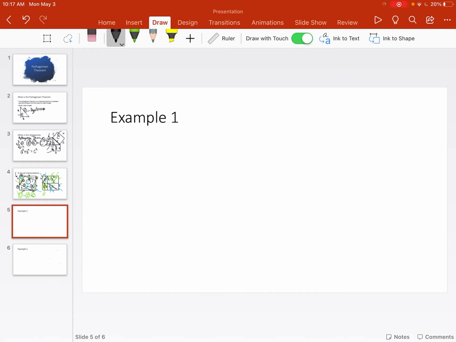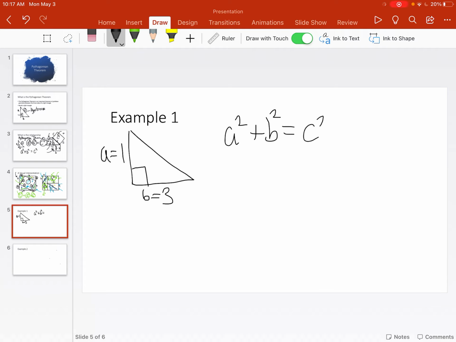So our first question, and I'll cover more complicated examples in the tutorial, but just to introduce it, our first example is going to be quite easy. So we got some triangle, we got a 90-degree angle, and we got our side A, and we're going to say A has a length of 1. And we got our side B, and it's got a length of 3. And so let's write down our Pythagorean theorem, which is A squared plus B squared is equal to C squared. So one side squared plus the other side squared is equal to the hypotenuse squared, and we don't know the hypotenuse.